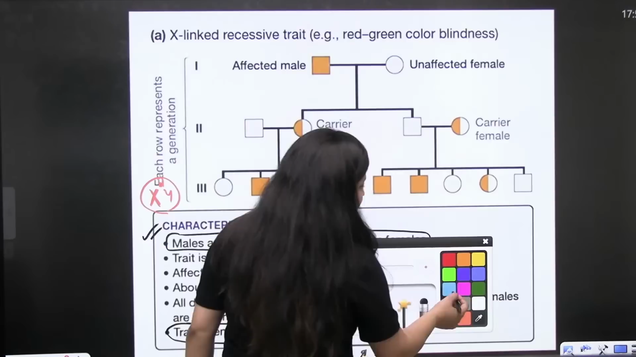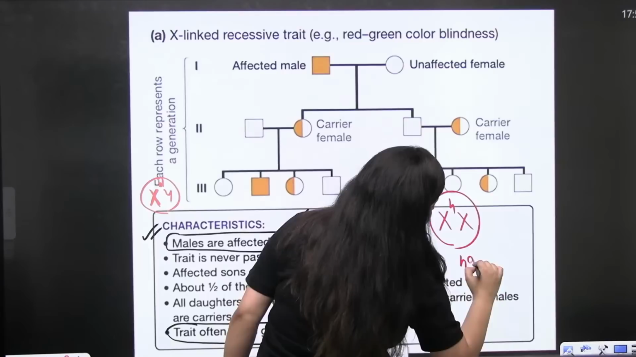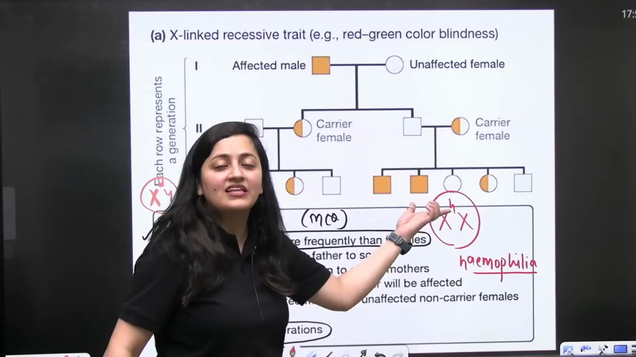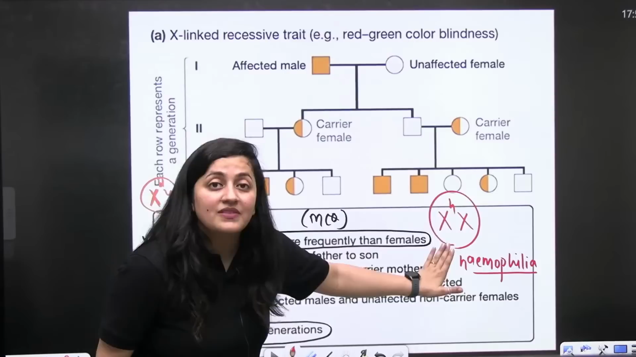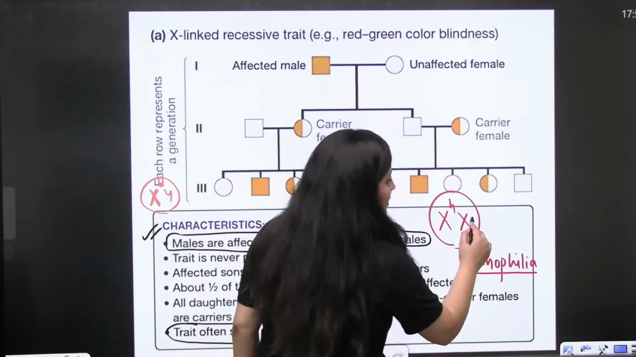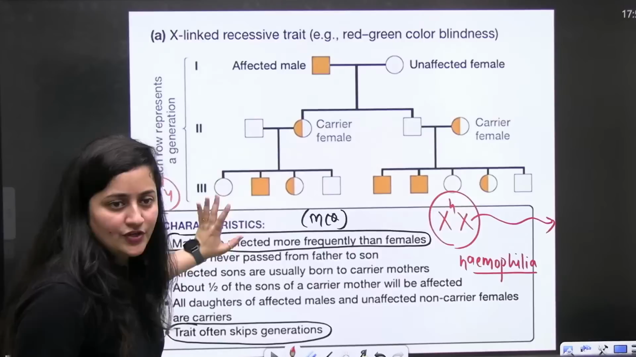As you know, the best example is hemophilia. In the case of hemophilia, if in a female one X has the defective allele, then the female will become the carrier, right? She does not have the disease, but she is the carrier. She can pass it to the next generation. Okay?